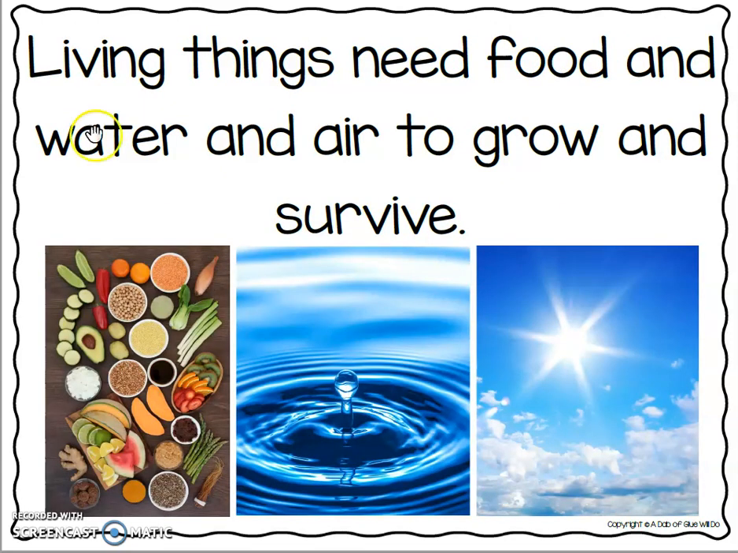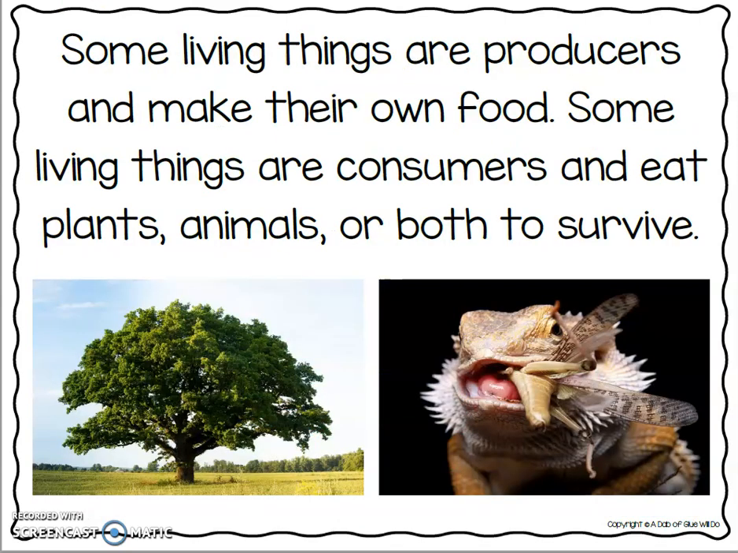Living things need food or nutrients that it would get from the soil if it's a plant, water, and air to grow and survive. So I know in this picture you see a sun and clouds, but it's just representing air for us because obviously we can't take a picture of air. Some living things are producers and make their own food, like trees and plants. Some living things are consumers and eat plants, animals, or both to survive. Check out this guy down here. It looks like he caught some bug dinner.